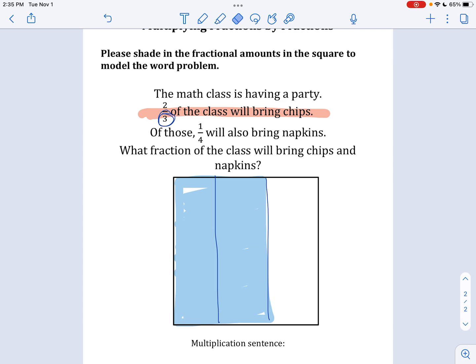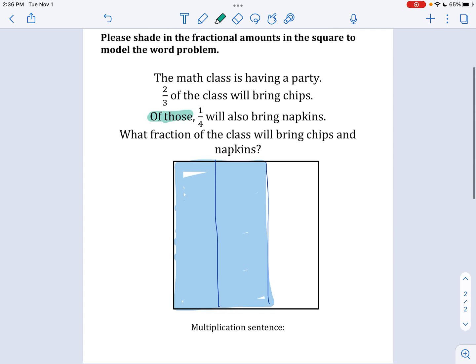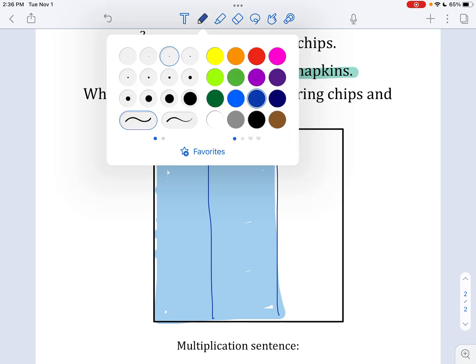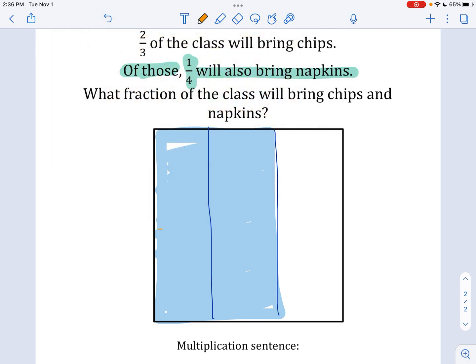Now be really careful. In the next sentence, it starts off with the words of those. This does not mean of the entire class. It means of what I've already colored in. So of the blue part, 1/4 is going to also bring napkins. So just for the blue part, I'm going to color in.